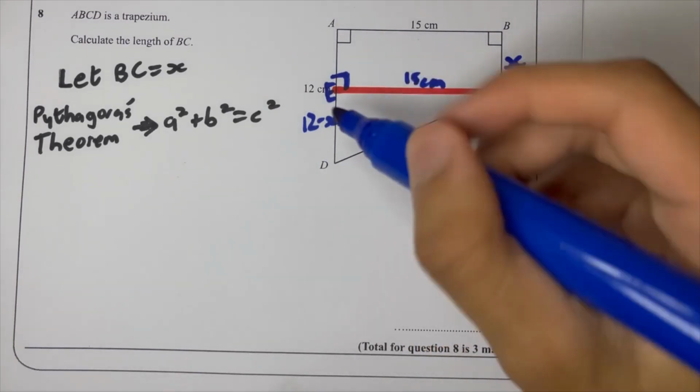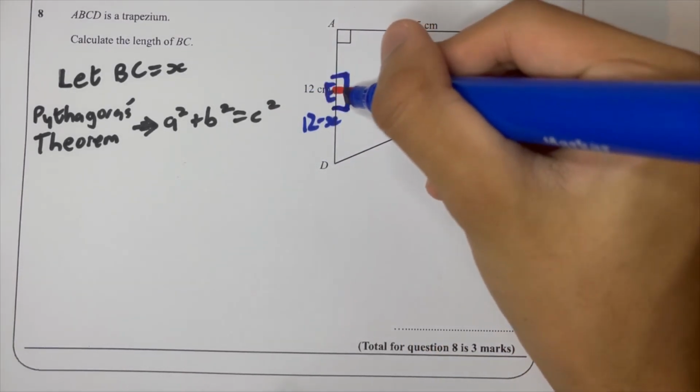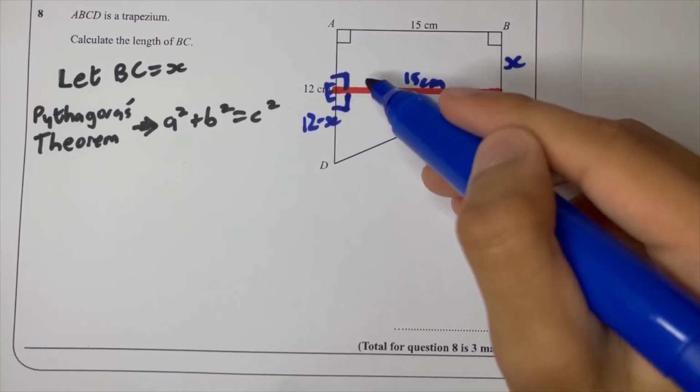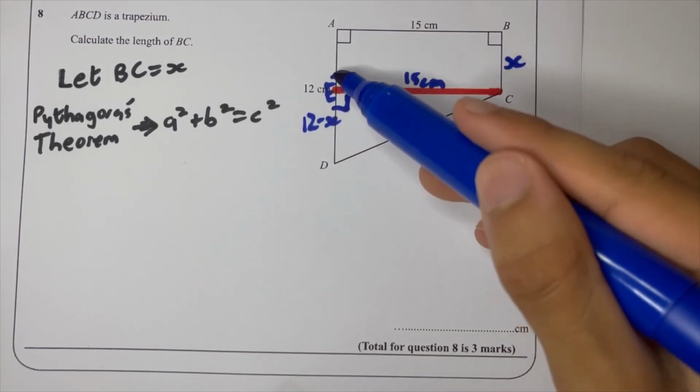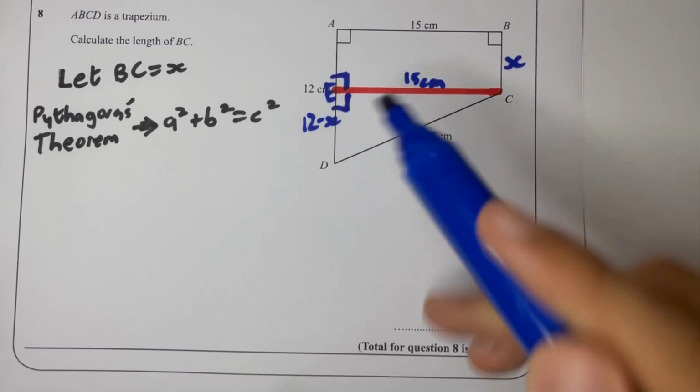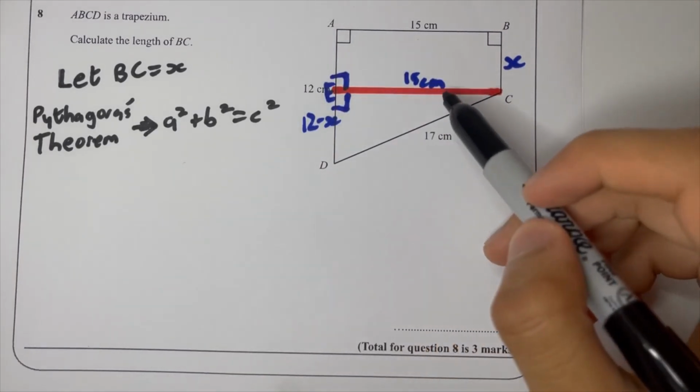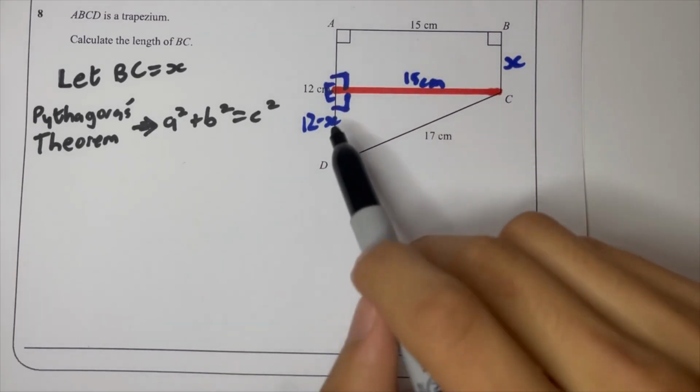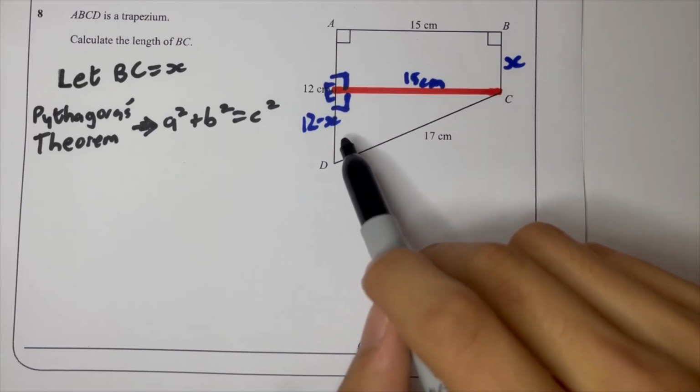This means that angle CED must also be a right angle, because angles on a straight line sum to 180 degrees. So if this angle is 90 degrees, this one must also be 90 degrees. Now we've formed a right angle triangle here with 3 of its sides, and we can use Pythagoras' theorem to work out the missing length x.